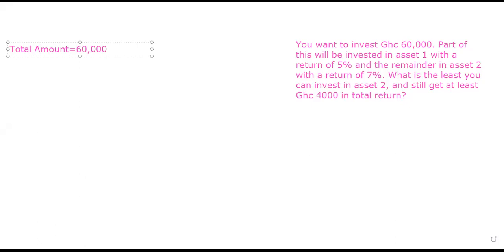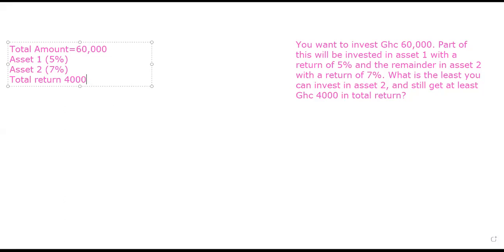Thank you very much. So you have an amount of 60,000 Ghana cedis to invest. So the total amount to invest is 60,000. You are considering investing it in asset one, where the return is 5%, and the remainder in asset two, where the return is 7%. They are asking for the least we can invest in asset two to get a total return of 4,000 Ghana cedis.